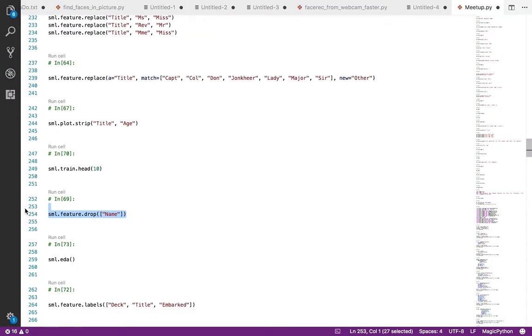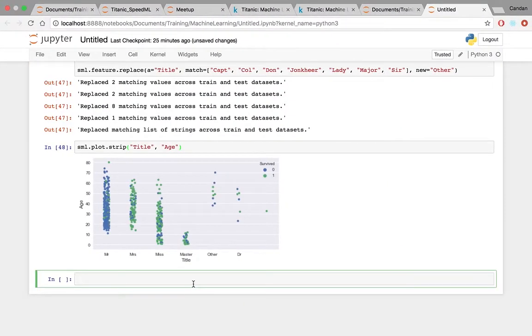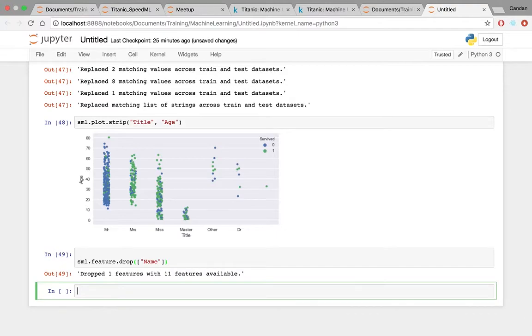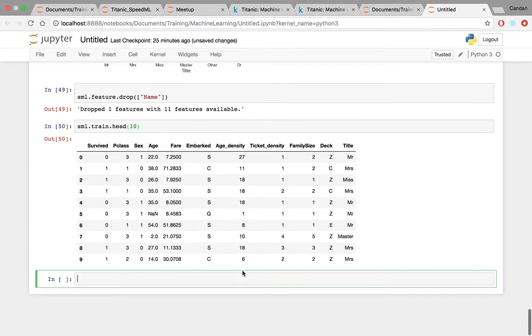Don't need the name anymore. So that is going to be another feature elimination. So let's do again train.head and get the 10 of them. Okay, so this is how our data looks like. We have numbers here, numbers here, numbers here. We can get rid of age actually. Anyway, so fare seems a lot. And also there are NaN values in Embarked again.